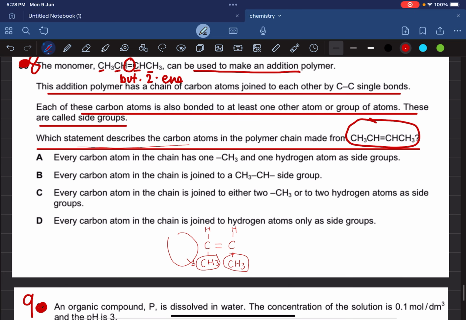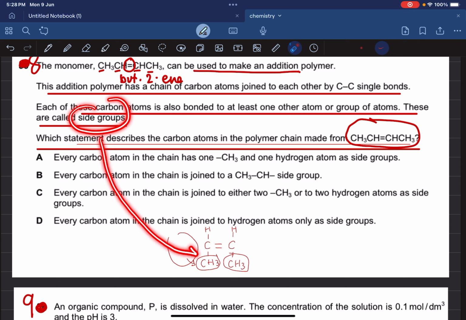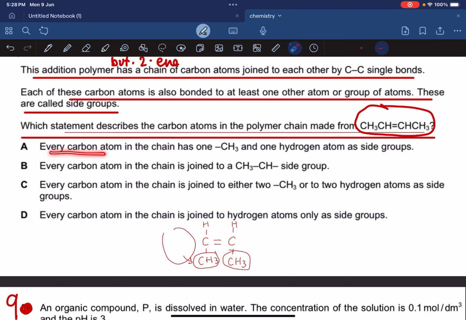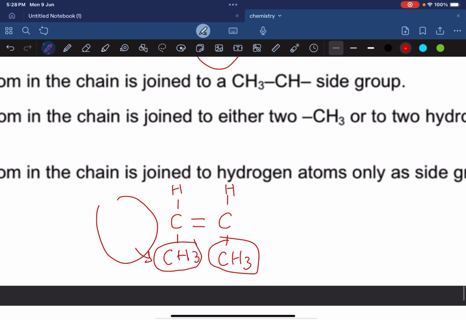Which statement describes the carbon atoms in the polymer chain made from this? The side groups are these groups, CH3 and CH3, because when you polymerize you need the double bond in the center and nothing on the side. These two sides should be free, so that's why I put my CH3 below and this CH3 below. Now let's read the statements. Every carbon atom in the chain has one CH3 and one hydrogen atom as a side group. This statement seems correct, because we have one CH3 and one hydrogen as a side chain.